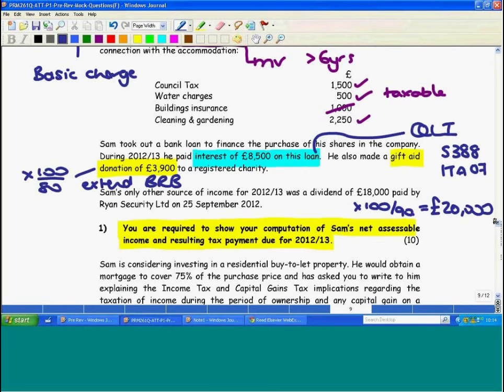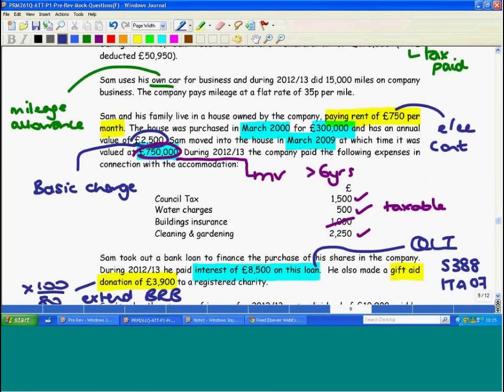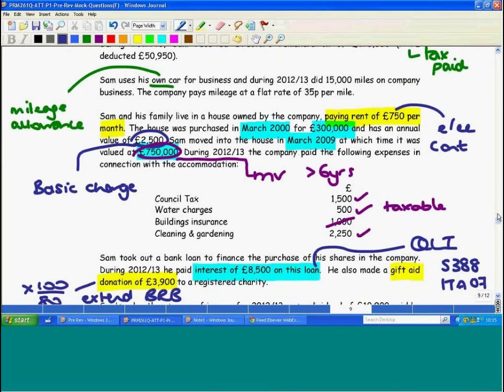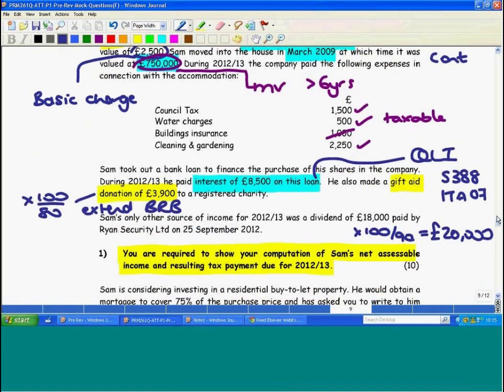Now, what I've done here is I have put obviously quite a lot of information on the question. You just need to make sure that if it's relevant, it goes in your answer sheet. But these are the kind of things I would be looking at as I'm reading through the question for the first time. So I'm reminding myself of where these things are going to go. And then when I come to actually write up my answer, little things like extending the basic rate band, grossing it up by 100 over 80, make sure you show those in full so the marker can see exactly where all your numbers have come from.